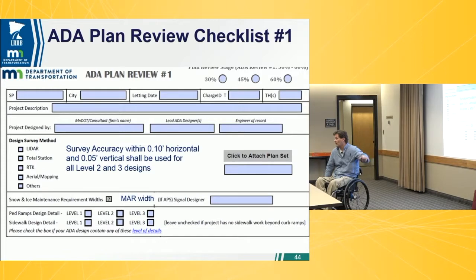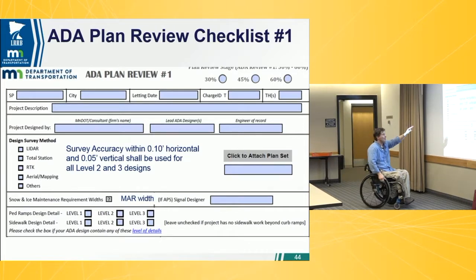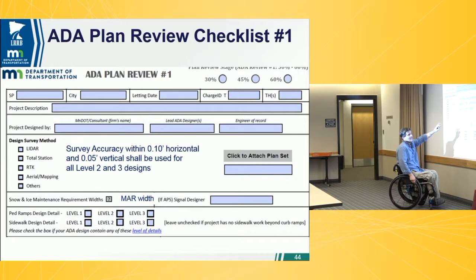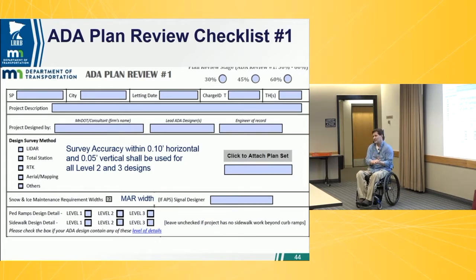So that's what we're requiring in level checklist number 1. We do these between 30 and 60% plans whenever the information is ready. So we have project header up top. We also have survey accuracy. And this is a MnDOT requirement as well, that it be within a 1/10 horizontal and 5/100 vertical. So we're not saying what you need to do to survey that, but that's just the results you need to achieve. Quite often it's a total station, shooting it with a gun.